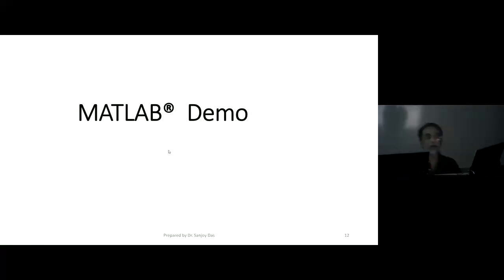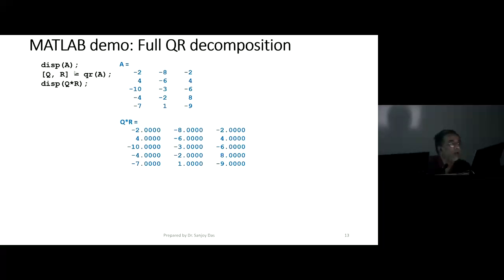Here's a little Matlab demo before we go to the Gram-Schmidt method. Okay. This is a matrix. It's a tall matrix, 5 by 3 matrix. Okay, I generated it some way, and then I use QR decomposition.